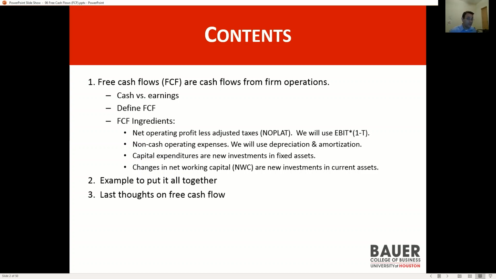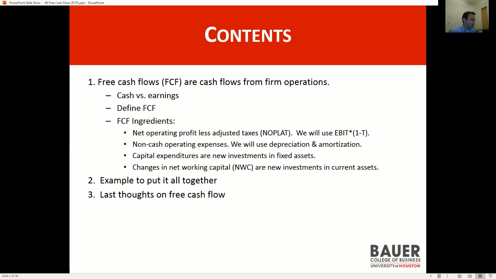But if you're buying a building, that's a big expense. That's a big cash flow right away. And the expense from that is only going to show up over 20, 30 years, whatever. So there becomes a big divergence between when you spend the money and when it shows up in your earnings. So we need to adjust our earnings for these new investments in order to get at the cash flows themselves.